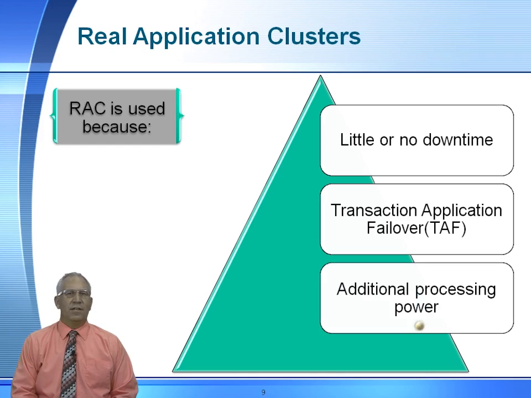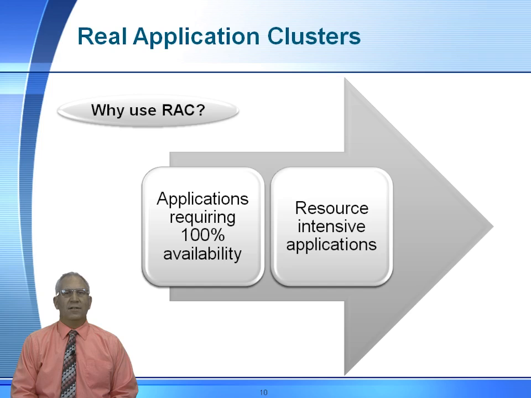It can also provide us additional processing power, especially if we parallelize our queries. So if you have a long query running against a table that has 5 billion records, you can split that query across all of the nodes within the RAC. So why do you use RAC? Because it's going to give us 100% availability.